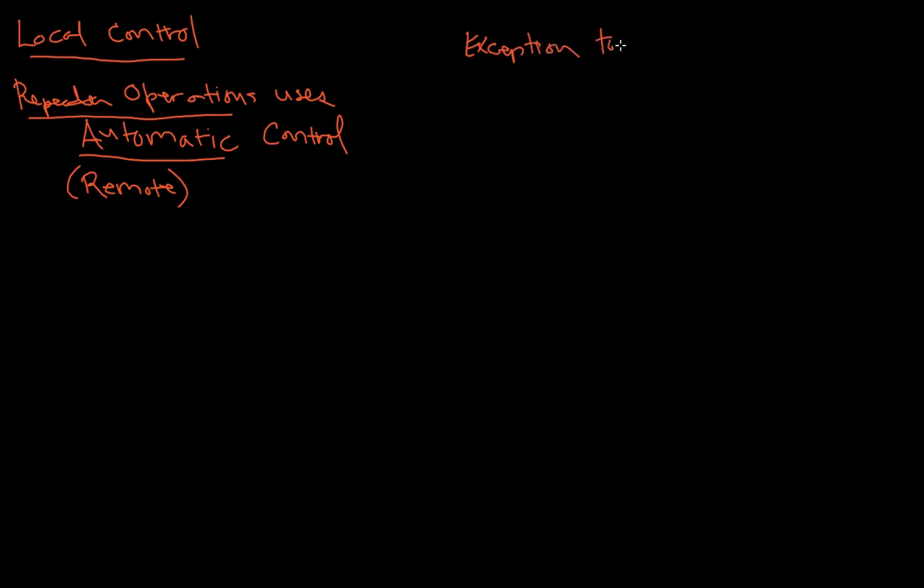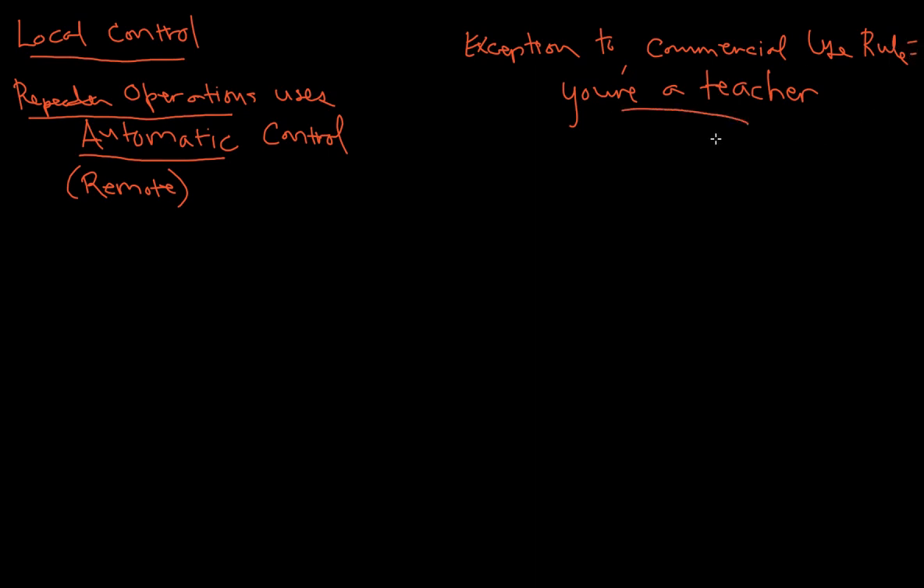And that exception is if you're a teacher, or an instructor at some sort of institution. If you're a teacher, then you get to operate a ham radio in front of your class to teach them about ham radio, even though you do get paid to teach them about ham radio. Using ham radio for educational purposes in a classroom is allowed, even if you're a teacher who's getting paid for the class. That is allowed, and you might want to make a note of this exception.